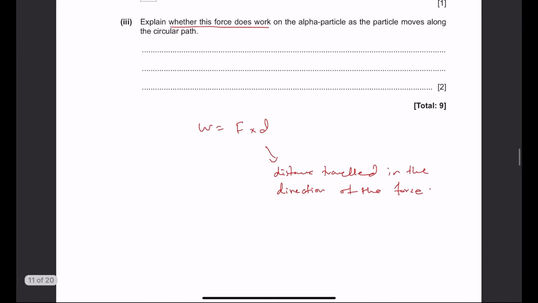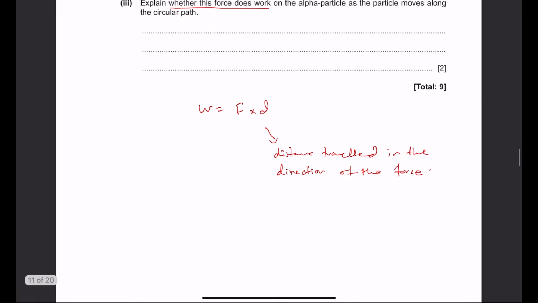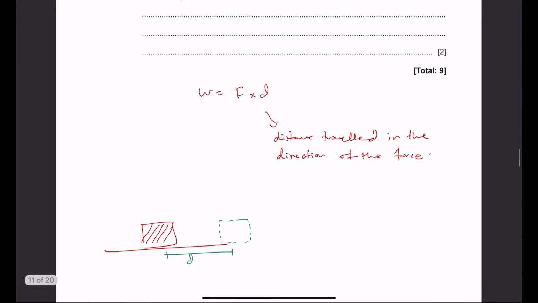Let me give you an easier example first so we can come back to the question above. If you have a box placed on the ground and two people decide to exert force on the block in order to move it to its new position, which is here. So this is the distance covered by the box.